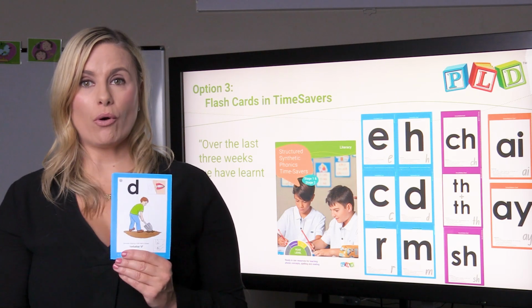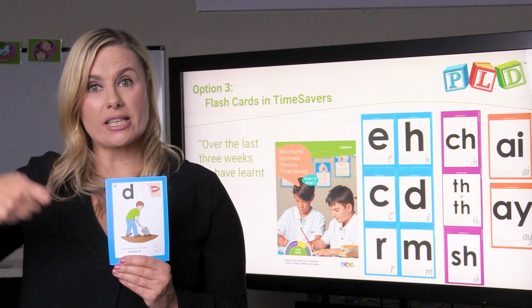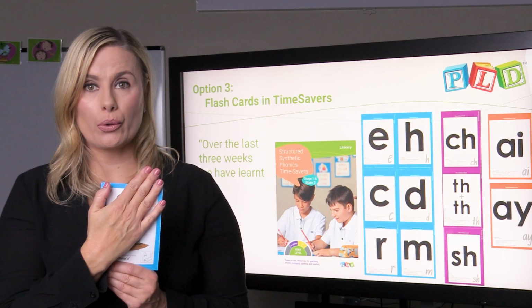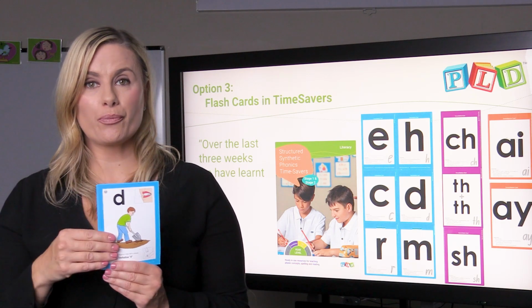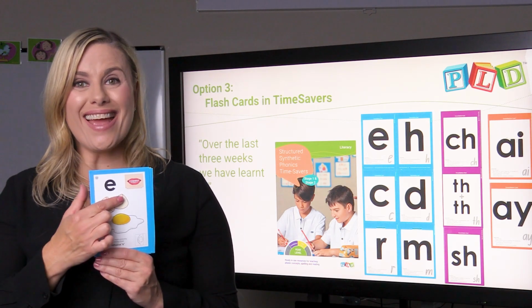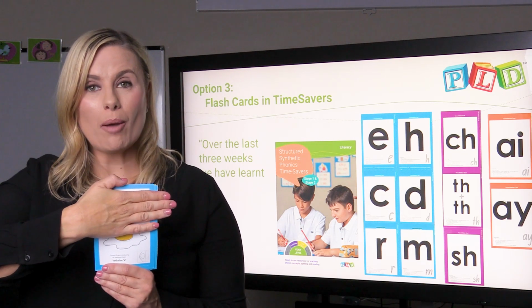Check. We've also been revising the letter D makes the sound D as in dig. Sound and write D on your whiteboards. Go. Check. We have also been reviewing the letter E makes the sound E as in egg. Sound and write E on your whiteboards. Go.